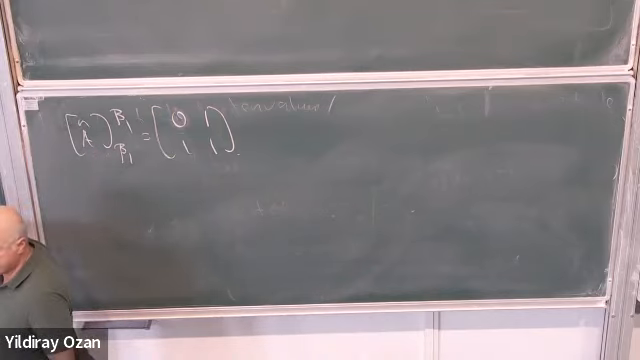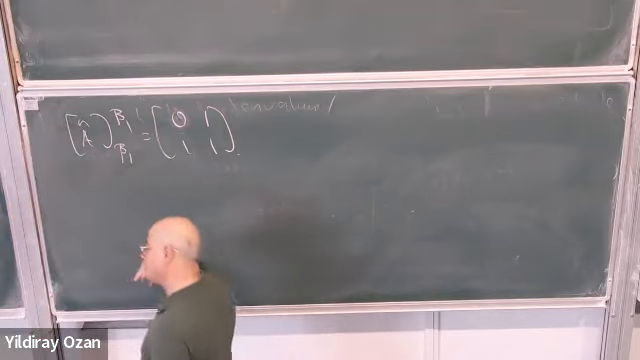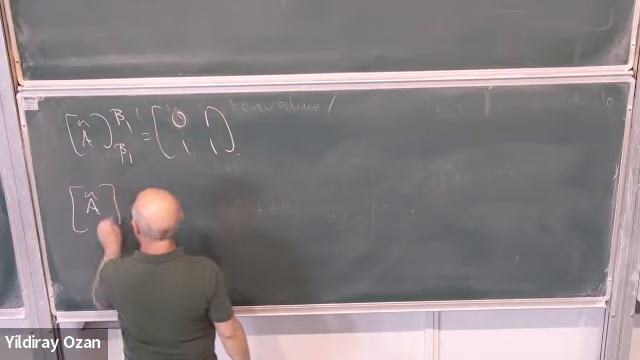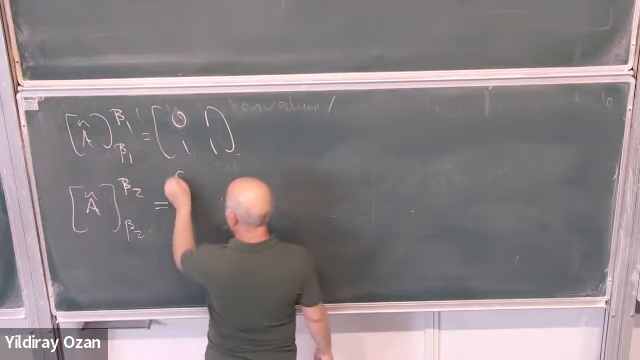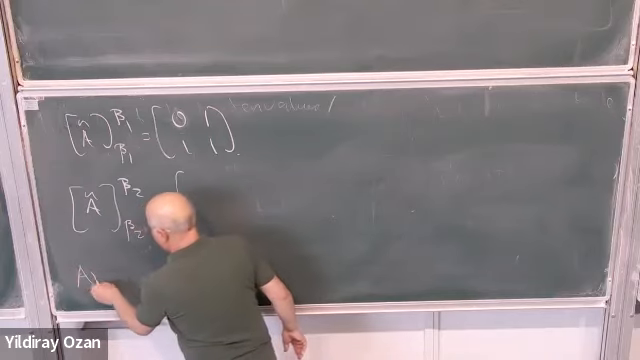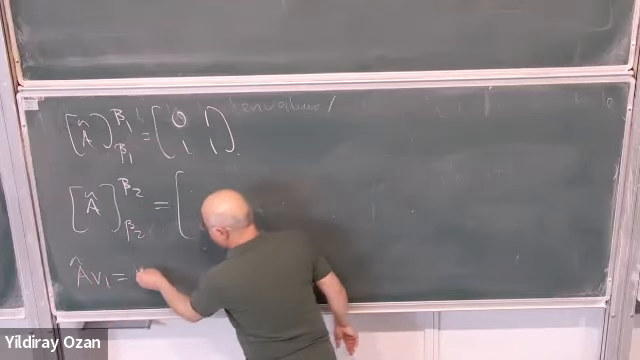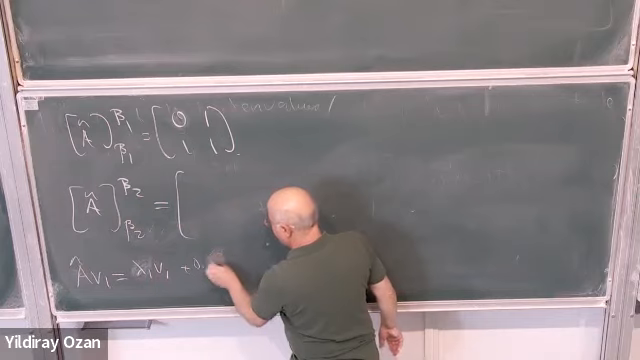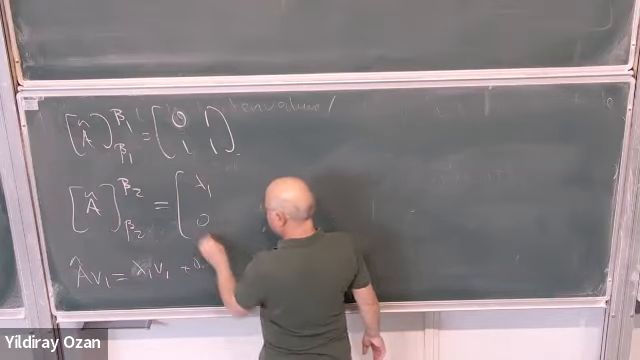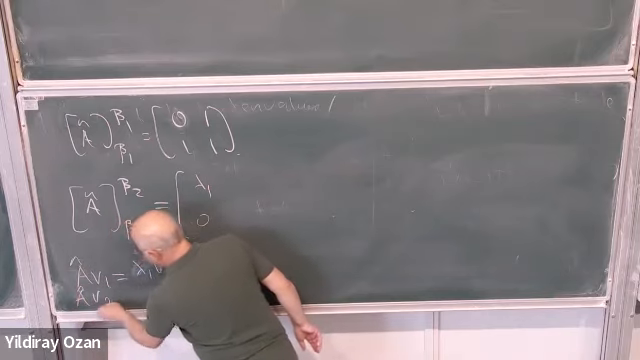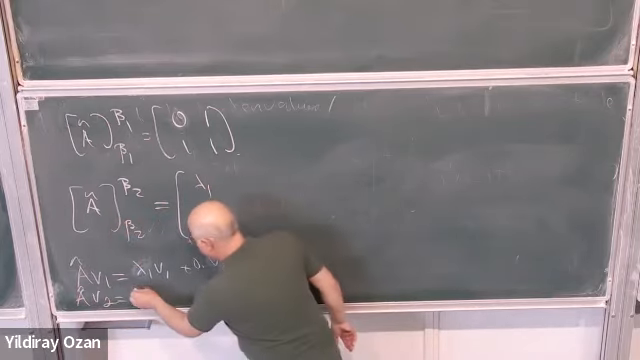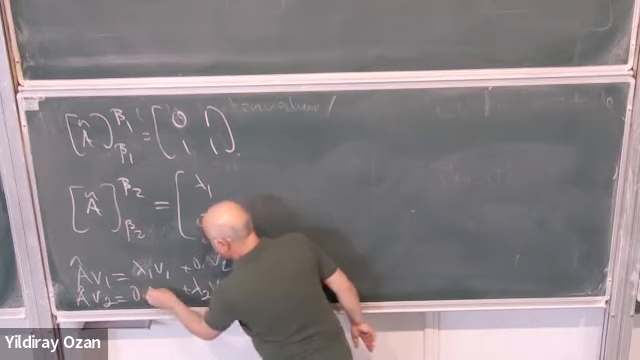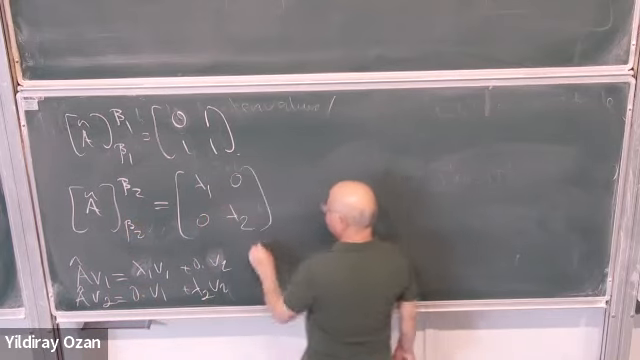Well, these are eigenvectors, therefore A hat from beta 2 to beta 2 will be what? Well, I have to do A hat times V1. Now, this is just lambda 1 times V1, right? And 0 times V2. So it is just lambda 1 and 0. A hat V2 is just lambda 2 times V2, and 0 times V1, therefore it is 0 and lambda 2.